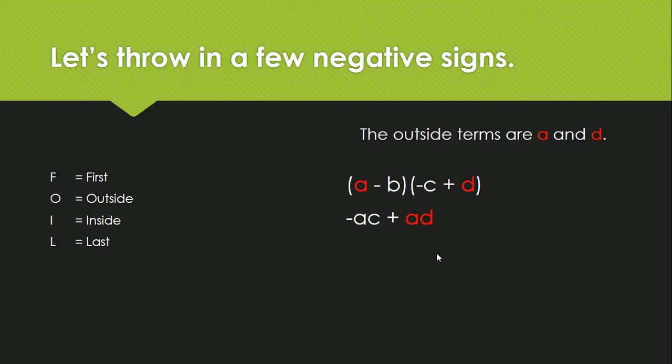And then we have the inside terms. Now we have a negative b and a negative c. What happens when we multiply two negatives? That's right, we get a positive. And then our last terms, negative b and a positive d, when we multiply those, we get a negative. The negative wins, negative b, d. So we got to watch for those negatives. Those will throw you off very often.